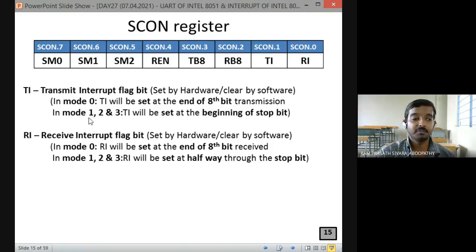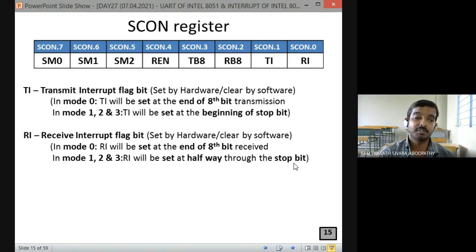As for mode 0, the interrupt is generated at the end of the 8th bit transmitted. In the case of modes 1, 2 and 3, the interrupt is generated at the beginning of the stop bit being sent. That indicates I have transferred 1 byte; if you want to give the next byte, give it. That's the meaning of it. Similarly, for the receive interrupt, it is at halfway through the stop bit. In the frame of the 8-bit data we receive, the stop bit comes, so at half of its duration we will get the interrupt.